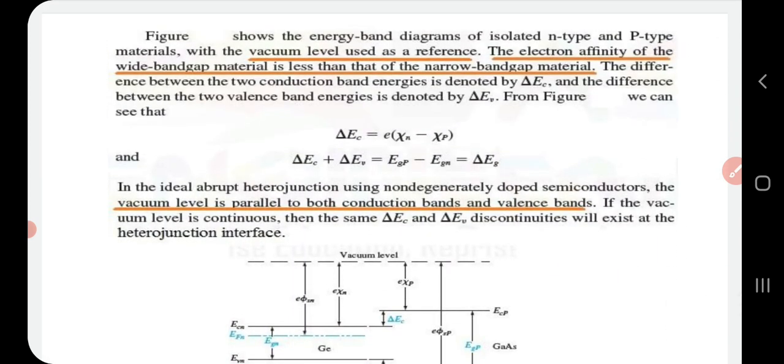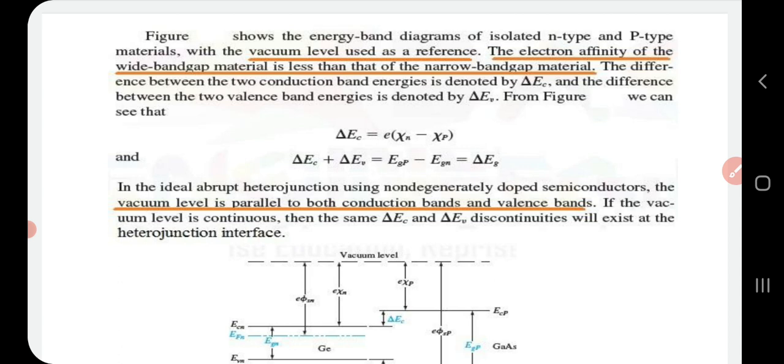Now the figure shows the energy band diagram of an isolated n-type and p-type material with the vacuum level as the reference. Here the electron affinity of the wide band gap material is less than that of the narrow band gap material. That is, you are making a heterojunction between a wide band gap material and a narrow band gap material. That is, there is an energy band gap difference. So here the electron affinity of the wide band gap material is less when compared with the narrow band gap material.